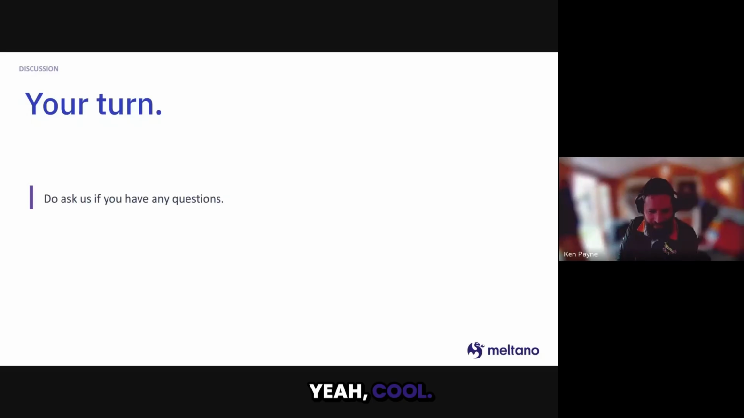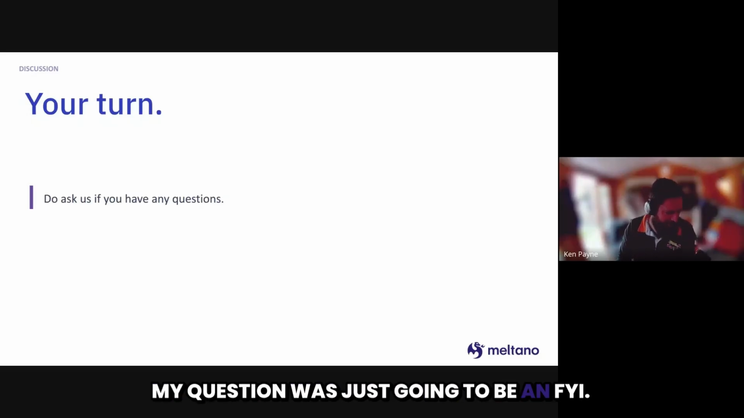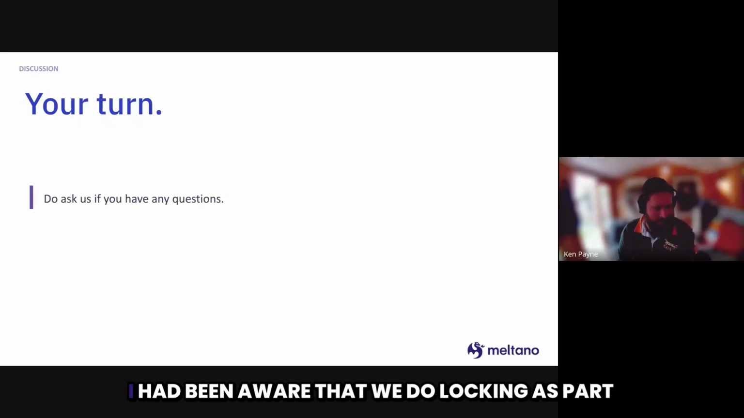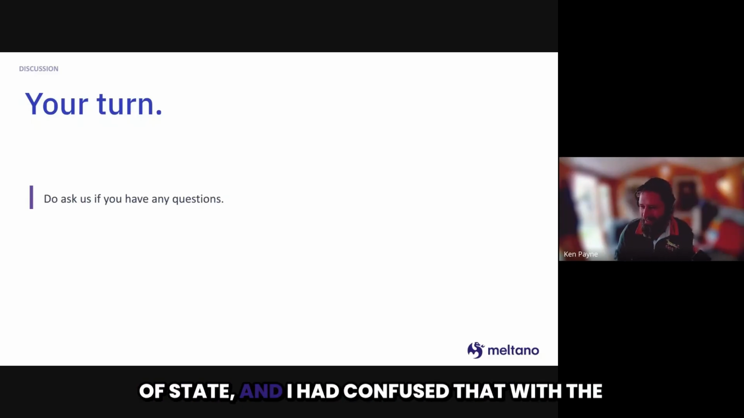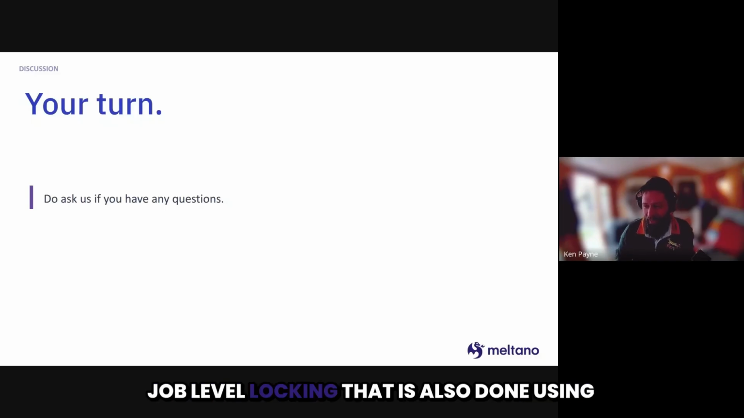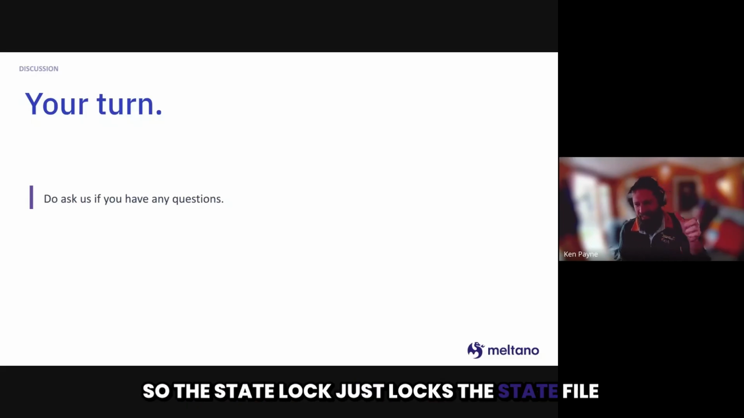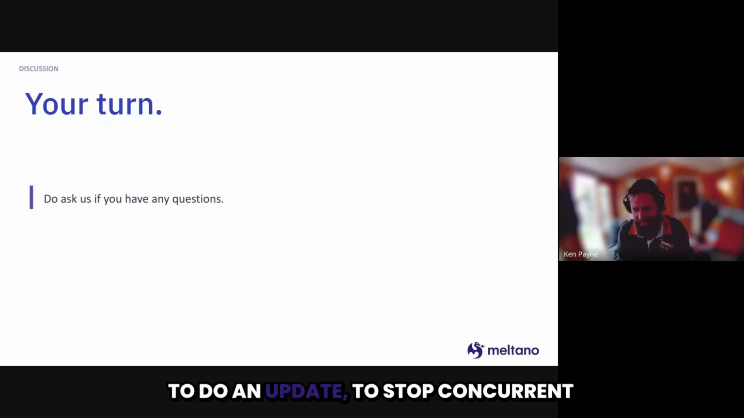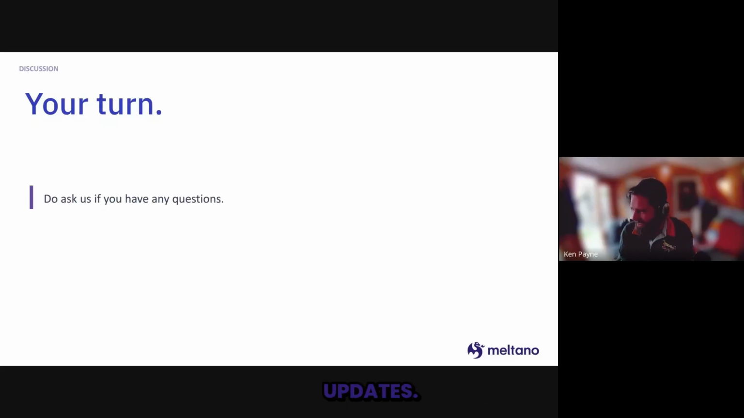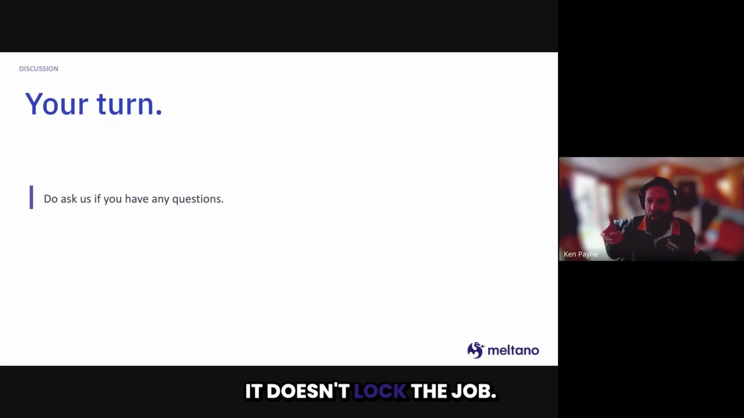Yeah, cool. My question was just going to be an FYI. I had been aware that we do locking as part of state, and I had confused that with the job level locking that is also done using the system DB. They're two separate mechanisms. The state lock just locks the state file to do an update, to stop concurrent updates. It doesn't lock the job.